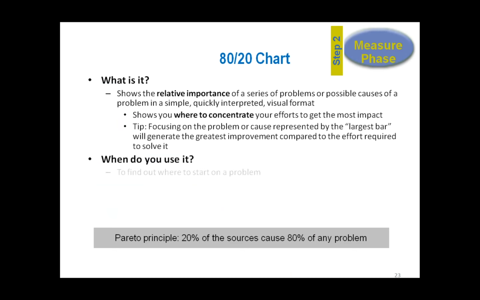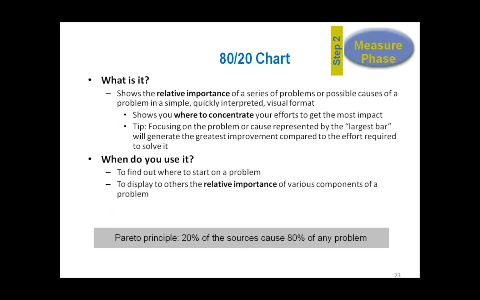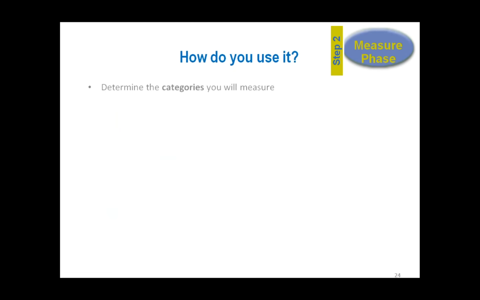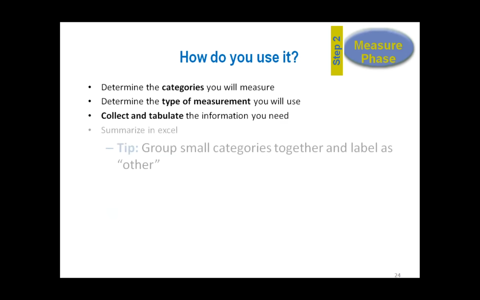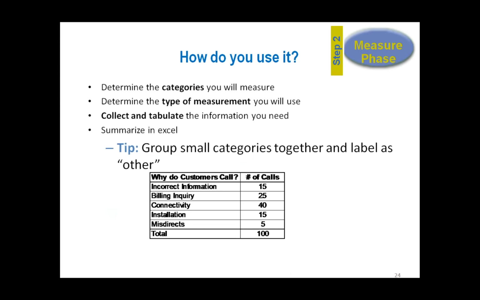And I'm just flipping through some of this. Again, as I said, we usually cover it in detailed sessions. Today is just an overview. How we do it is we determine the categories of the various causes of the measurements that we want to use, tabulate it, and label them together. This is just an example from the IT industry, where we ask why customers call. So we have different reasons why they call: incorrect information, billing inquiry, connectivity. There could be 50 such categories, right?